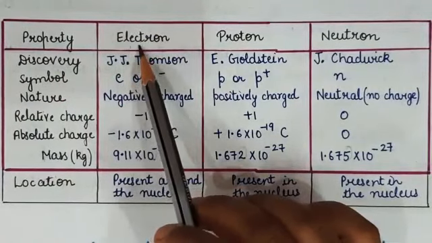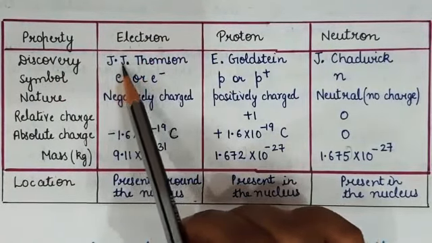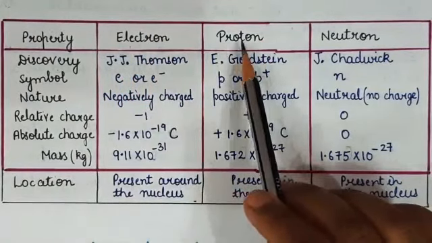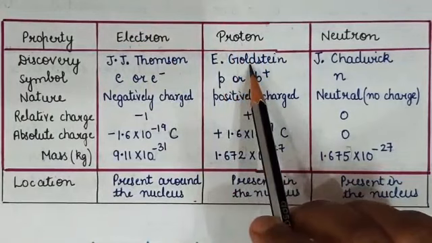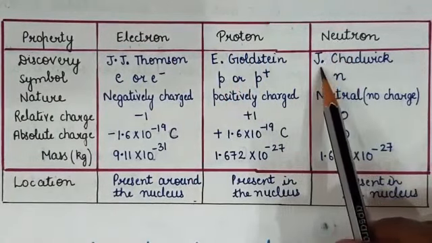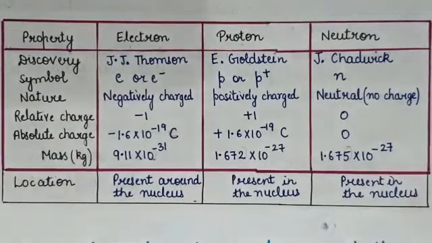Electron was discovered by J.J. Thomson. Proton was discovered by E. Goldstein. And neutron was discovered by J. Chadwick. Clear, students?